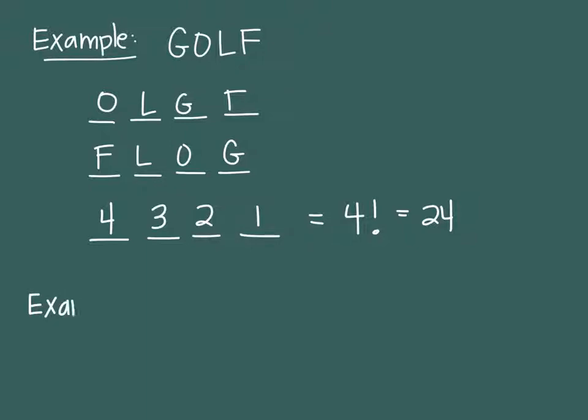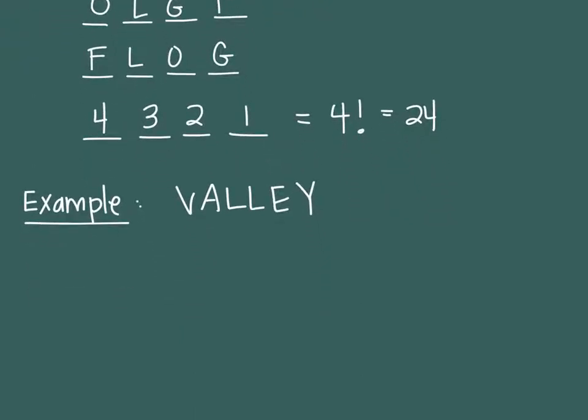So let's see how this works with other words. Let's take the word valley, for example. There are 6 letters there. So 1, 2, 3, 4, 5, 6. Is it just as easy as 6, 5, 4, 3, 2, 1? Is it just 6 factorial, the same as it was with golf? And the answer is no, not quite, because the word valley has a double letter in it. The L is duplicated, and so that duplication throws you off a little bit.